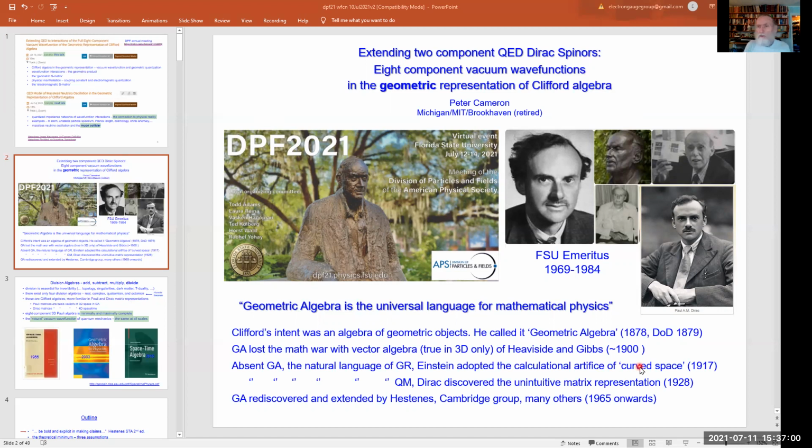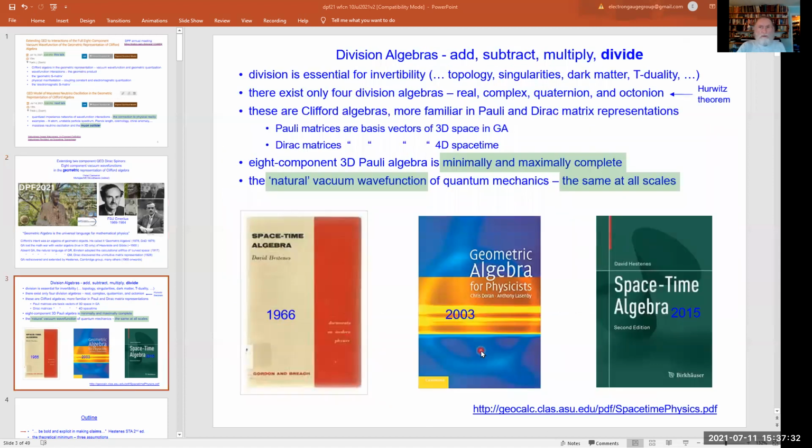In geometric algebra, general relativity can be modeled in flat Minkowski spacetime, where it's phase shifts. That's the analog of curved space, is quantum phase shifts. In the absence of geometric algebra, Dirac discovered not the intuitive geometric representation, but the unintuitive matrix representation. So it was rediscovered and extended by Hestenes and the Cambridge group and many others from 1965 on.